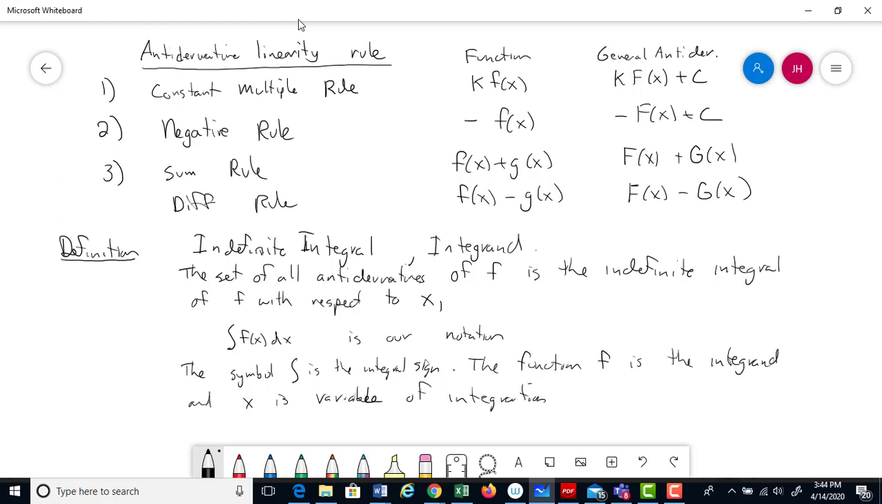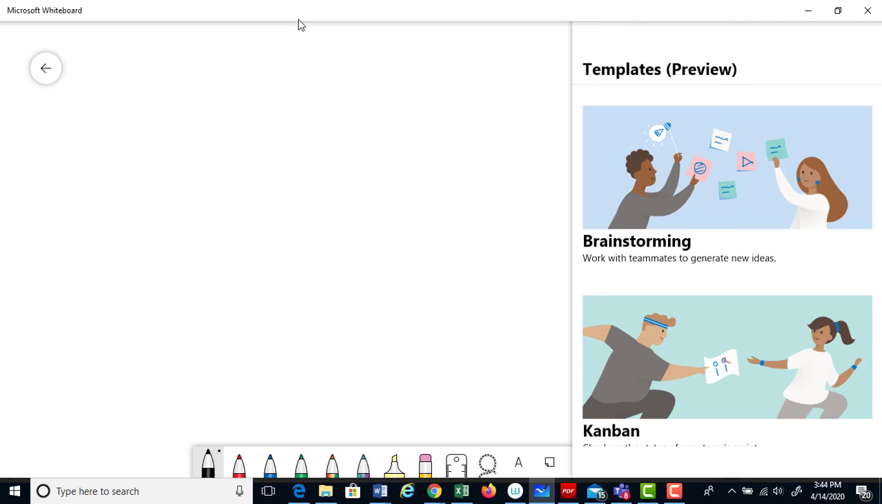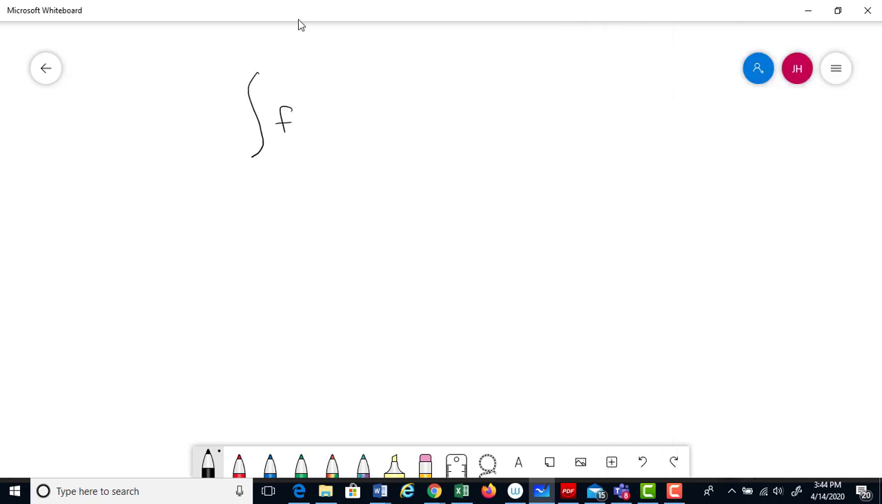So this says a lot. When you look at this notation, let me just make it big again, to show you what they're talking about, we have something that looks like this: the integral of f of x dx. I know it's big, it doesn't have to be that large. Now this is our integral sign. Now this is our integrand. And then this right here tells us that x is the variable of integration.